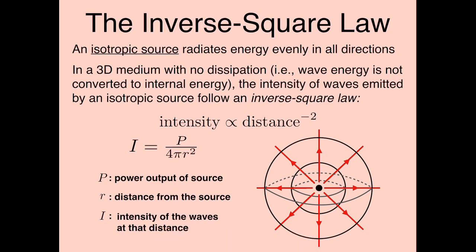So the basic idea here is that intensity, again, falls off like the distance squared. That's the inverse square law. And we're making a whole bunch of assumptions when we use the inverse square law. Again, we're assuming the source is isotropic. We're assuming the waves are moving in 3 dimensions. And we're assuming that there's no dissipation. But as long as all of those things are true, the intensity will follow an inverse square law.